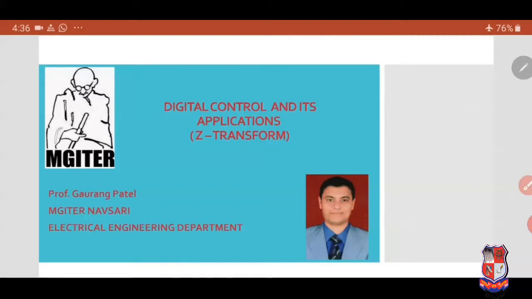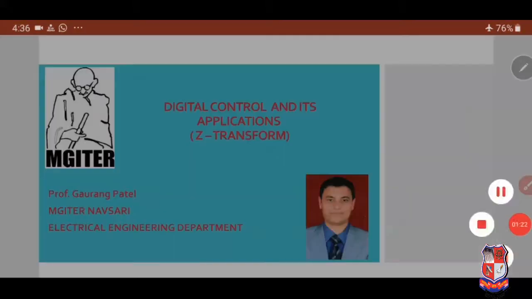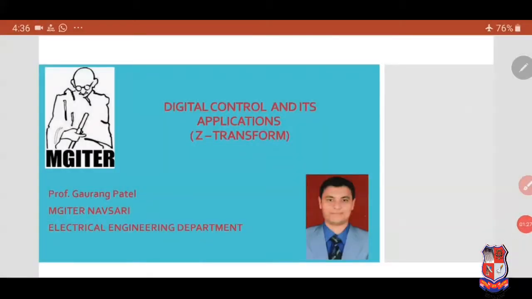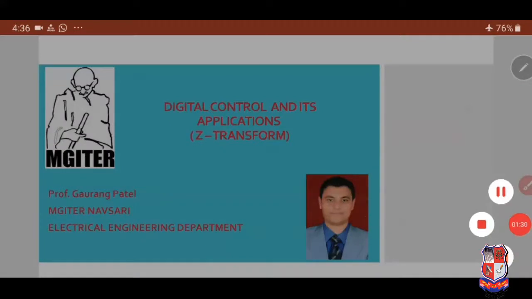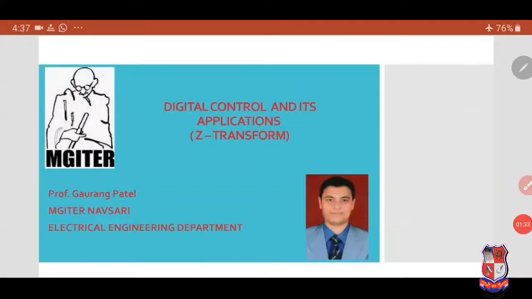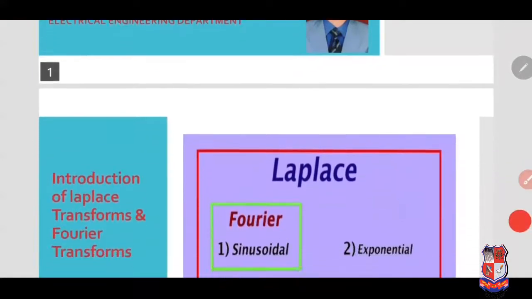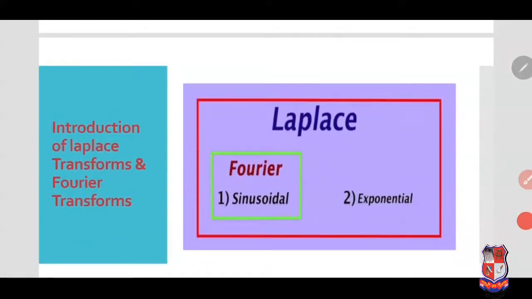Before switching over to the Z transform, we will take a glimpse of the Fourier transform as well as the Laplace transform. Here I will show you some of the equations of the Fourier transform and the Laplace transform, and how they work. Let us go to the next slide. Over here we can see some of the introductory part of the Laplace transform as well as the Fourier transform.